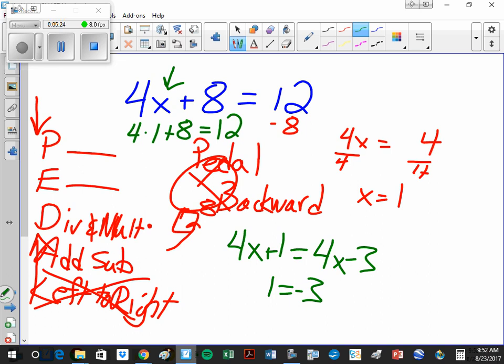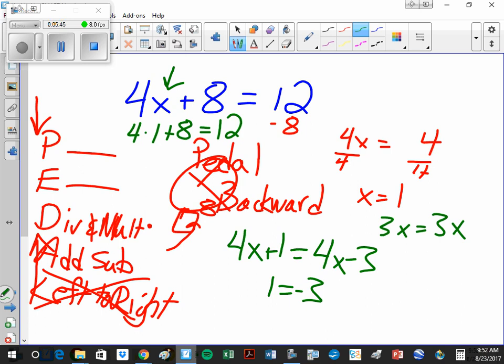Some equations have infinite solutions, like 3x equals 3x. What's the right answer? Any number you can think of. 7 will work. Negative 8.3 will work. That has an infinite number of solutions. Okay?